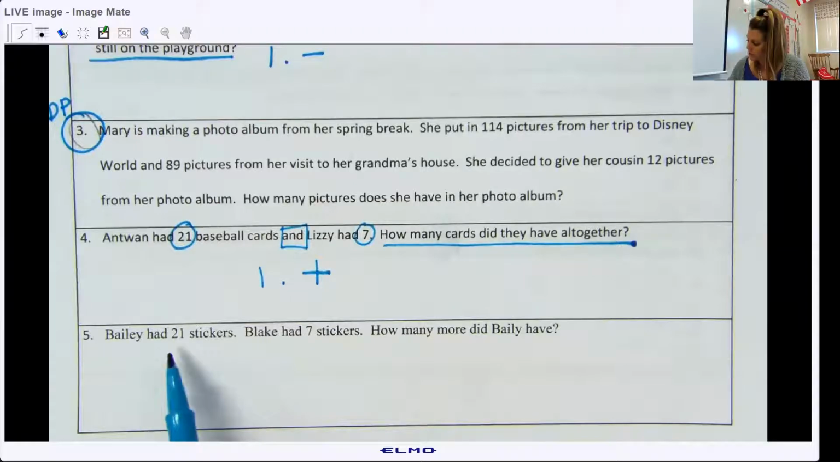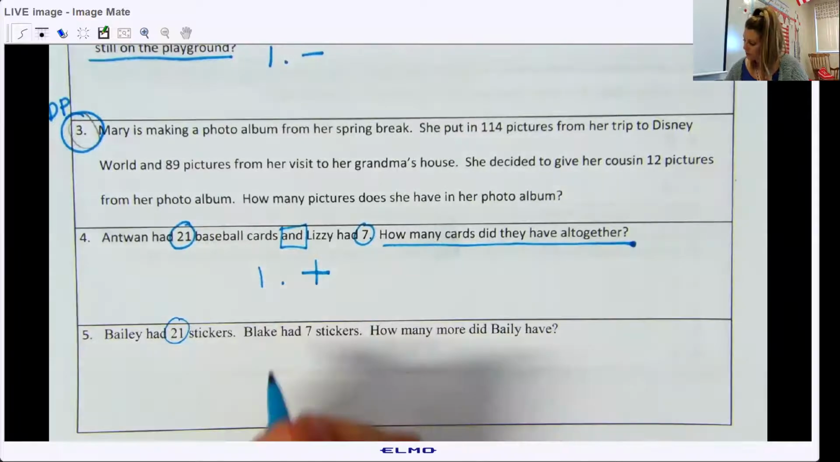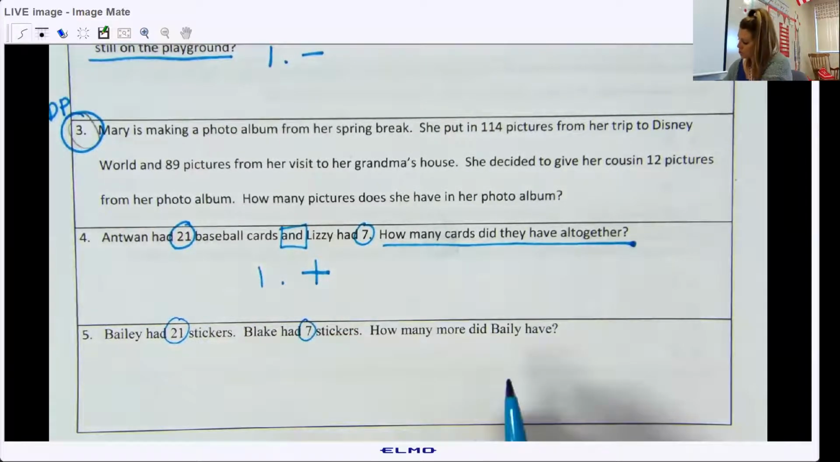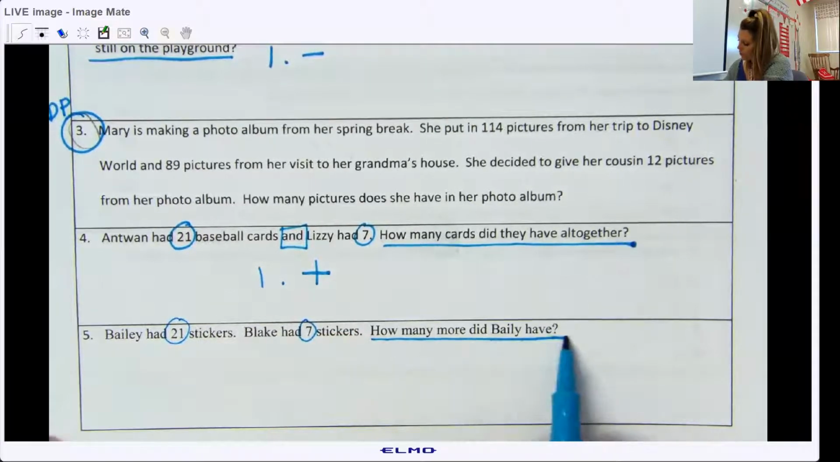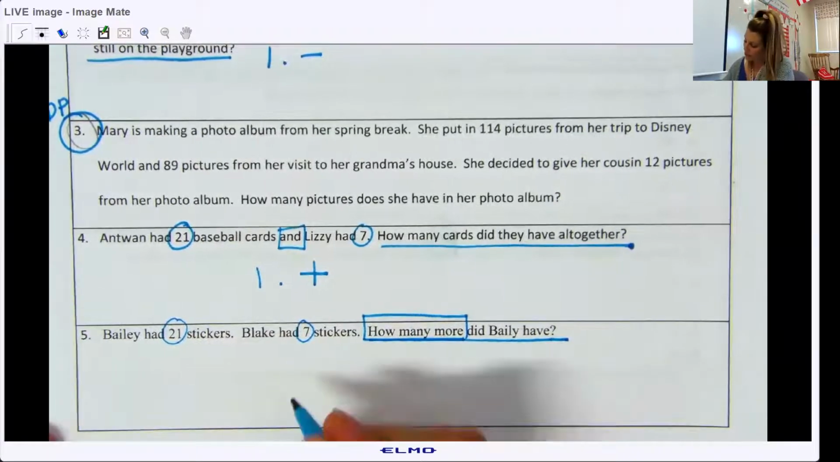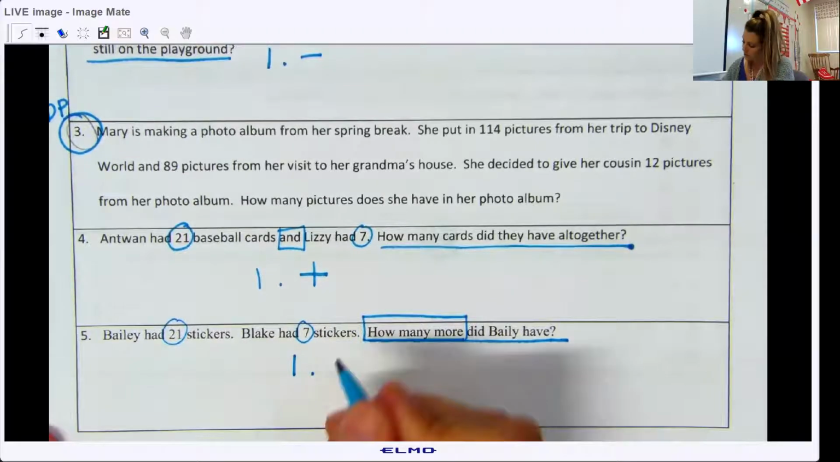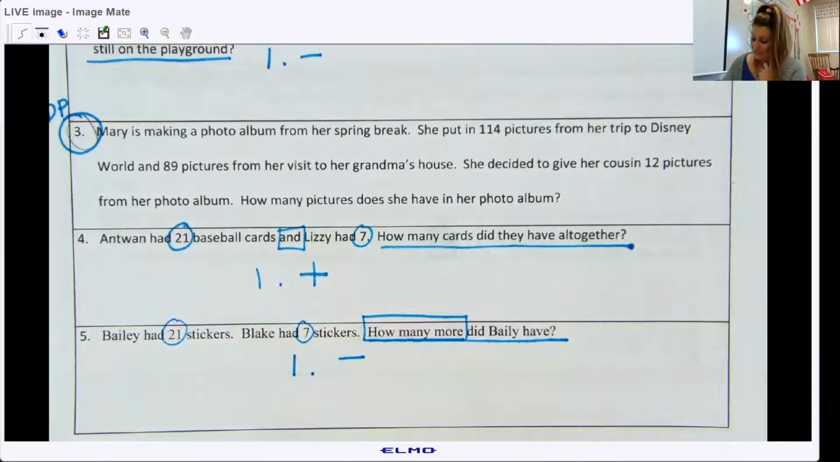Bailey had 21 stickers. Blake had 7 stickers. How many more stickers did Bailey have? 1 step, 2 step, what are you going to do? All right, well, if Bailey has 21 stickers and Blake has 7, our question is how many more? We should have boxed how many more, and that is a 1 step. And what does how many more stand for? Subtracting.